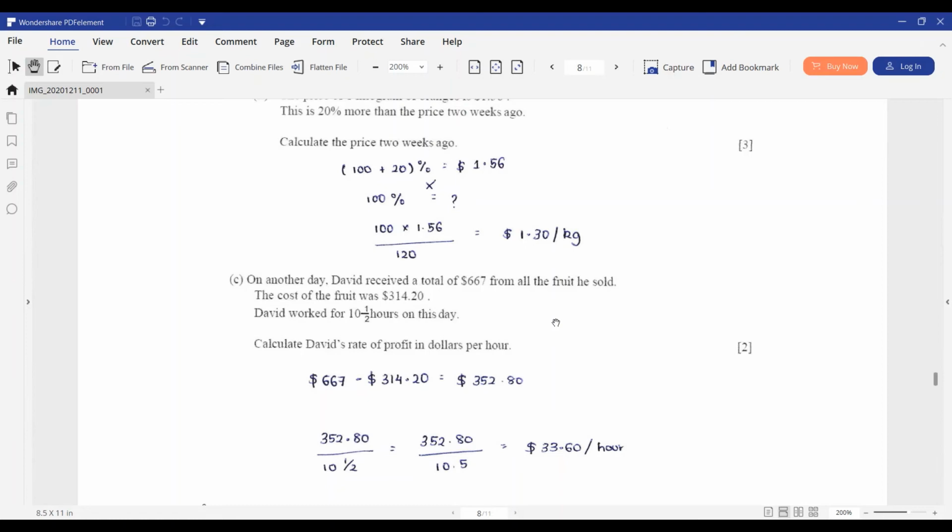This is his profit. We're going to take the profit, divide by the total amount of hours he worked for. The reason we do this is because we want to find the hourly rate of profit. So it's going to be 352.8 divided by 10.5, and this is equal to $33.60 per hour. This is his rate of profit in dollars per hour.